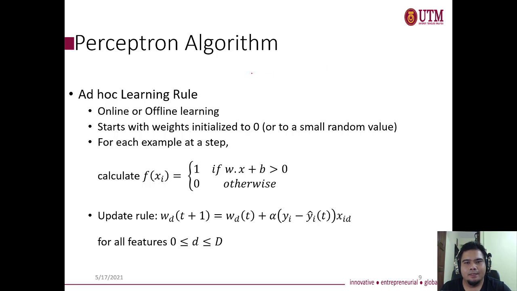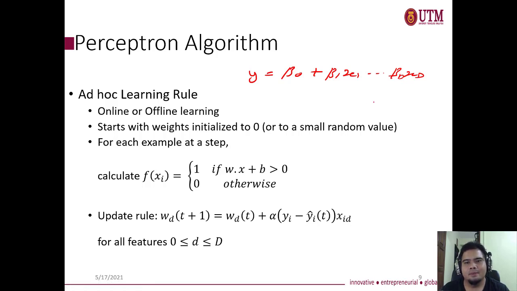Later you will realize that previously you always dealt with beta naught plus beta 1 x1 until beta d xd, and when we discuss the artificial neural network later, this notation will be changed. Okay, again, it will be changed again, but don't get confused.